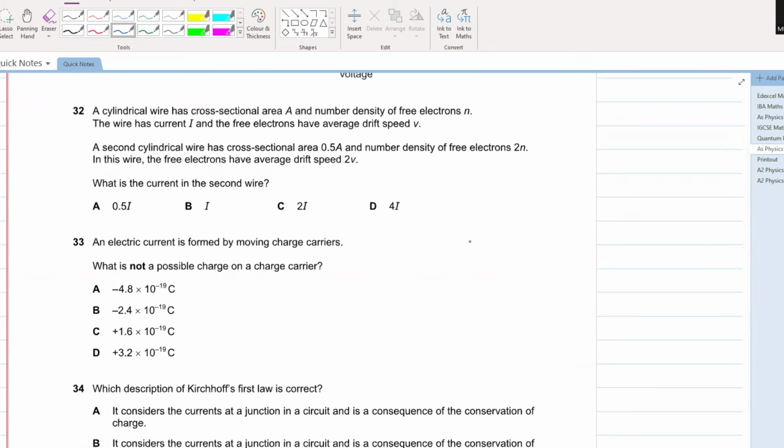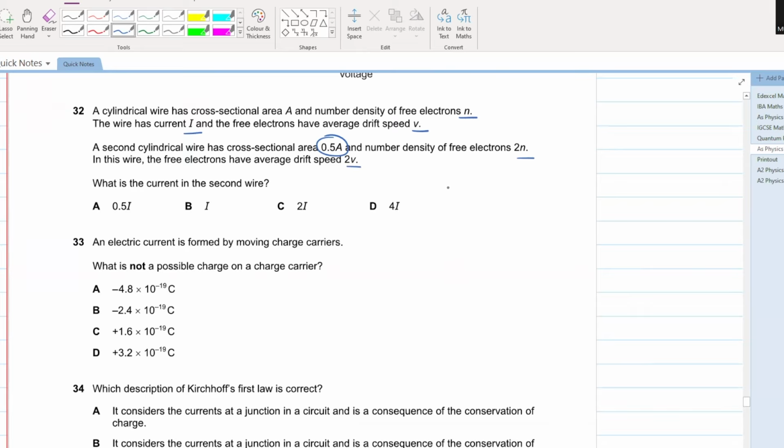A cylindrical wire has cross-sectional area A. Number density of free electrons is N. The wire has current I and free electrons have an average drift speed of V. A second cylindrical wire has a cross-sectional area of 0.25 A. Number density of free electrons is 2N. In this wire, the free electrons have a drift velocity of 2V. What is the current in the second wire?